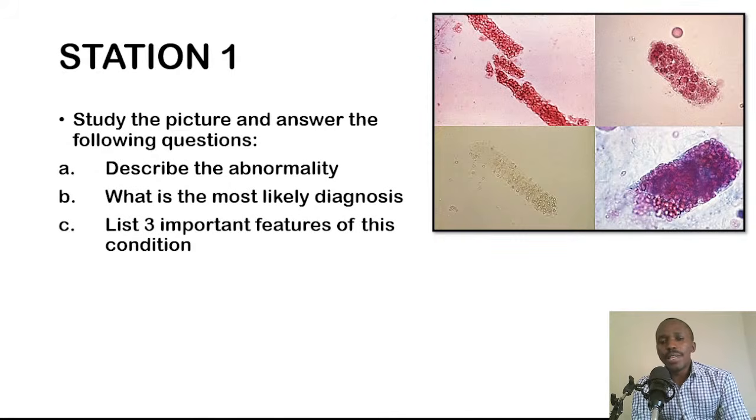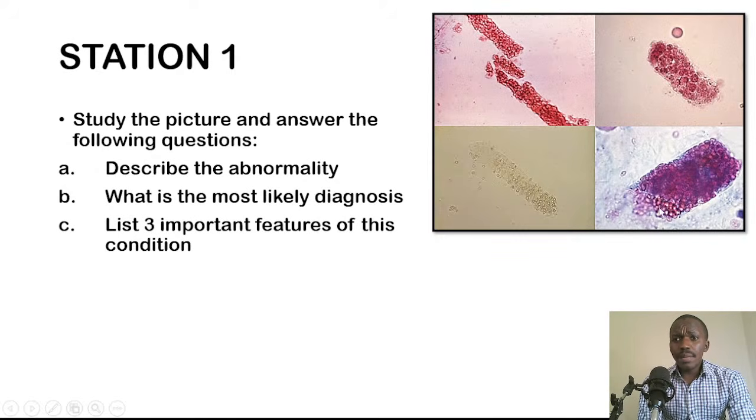So we begin with our station 1. This will be quite an extensive one, so I hope you have your piece of paper and your pen. Let's start. Study the picture and answer the following questions. Describe the abnormality. What is the most likely diagnosis? List 3 important features of this condition. Now remember, if you get such a thing, either you know it or you don't. Either you have seen it or you haven't.